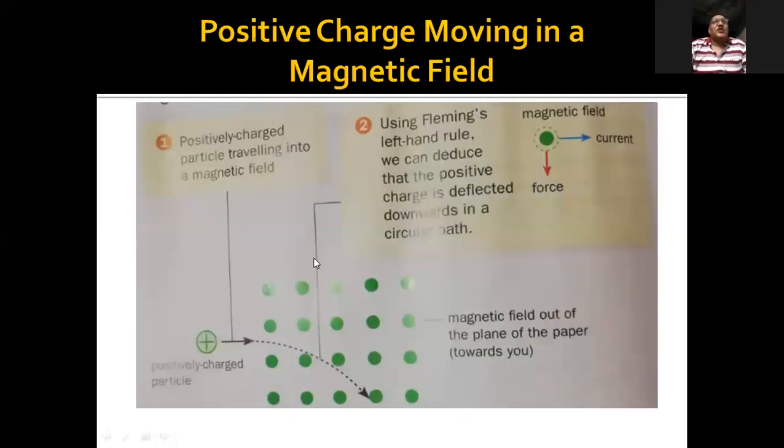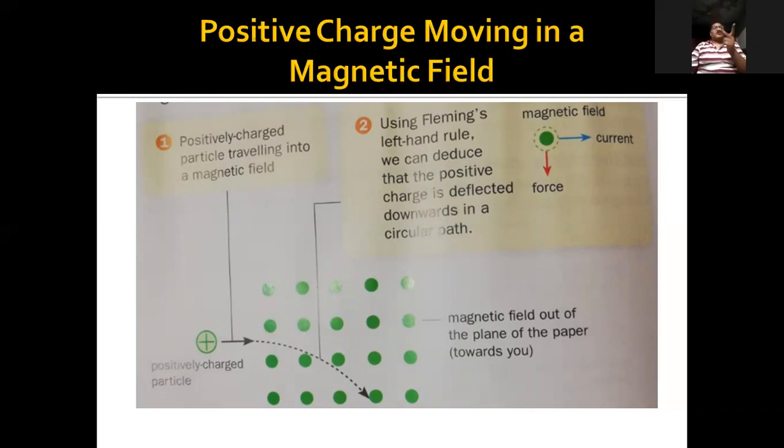Here we have another positively charged particle, and you see it is entering a magnetic field. The magnetic field is represented with dots. When I represent the magnetic field with dots, it means that the magnetic field is coming out of this paper, out of this screen, towards me, out of this plane. So by applying Fleming's left-hand rule, I can predict in which direction the charged particle will deflect.